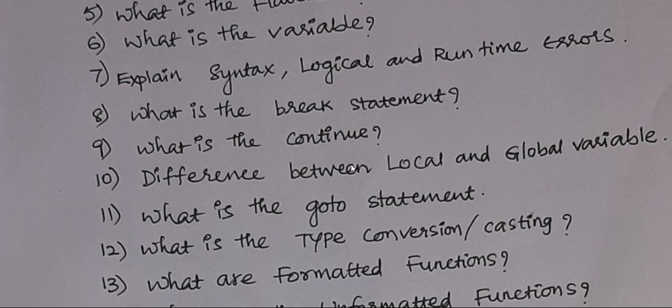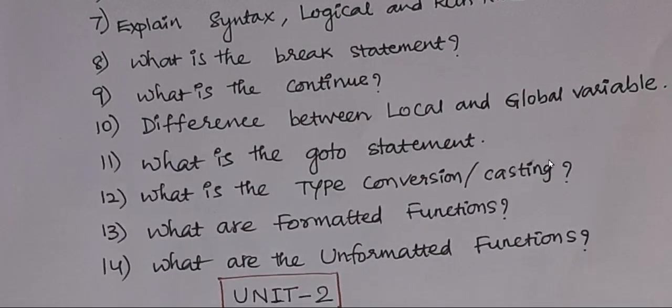Next, variables, local variable, where we declare inside a function we declare local variable. Outside of the function, outside of the main, we declare global variables. Next to go to statement. Sometimes they will ask switch statement. What is the switch statement? What are the conditional statements? Like that they will ask. What are the control statements?